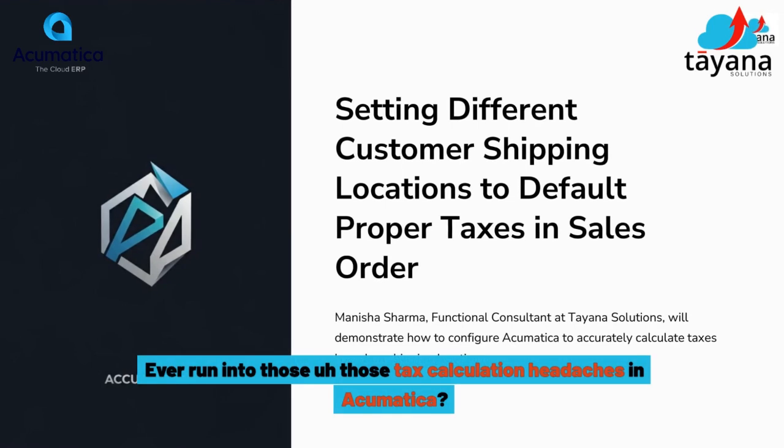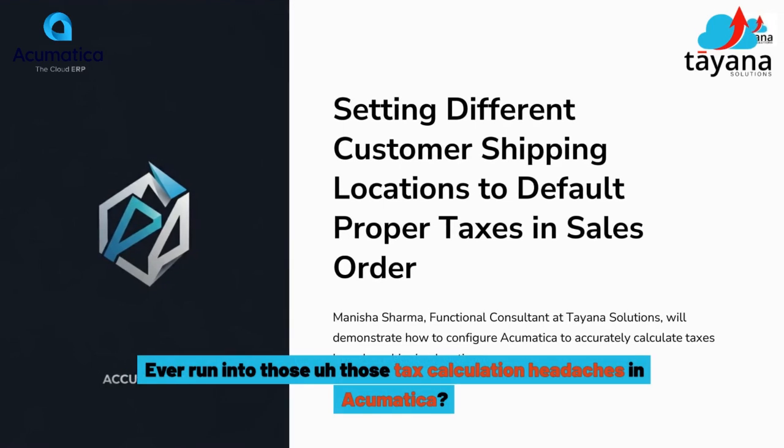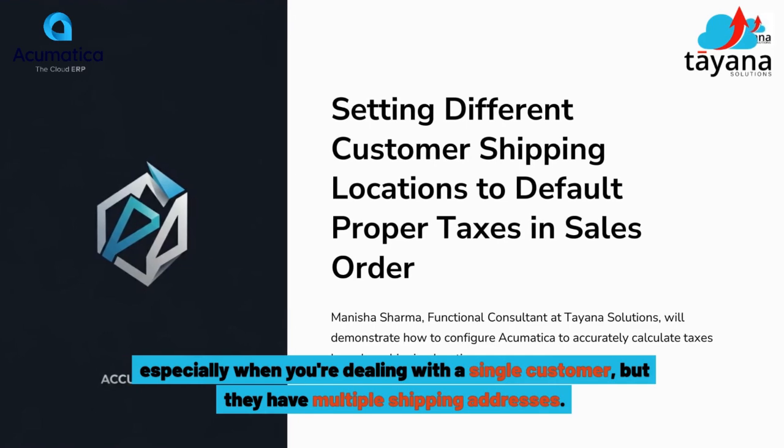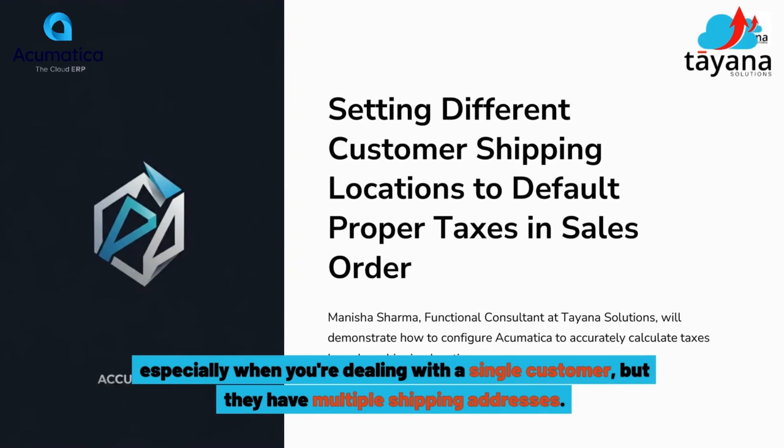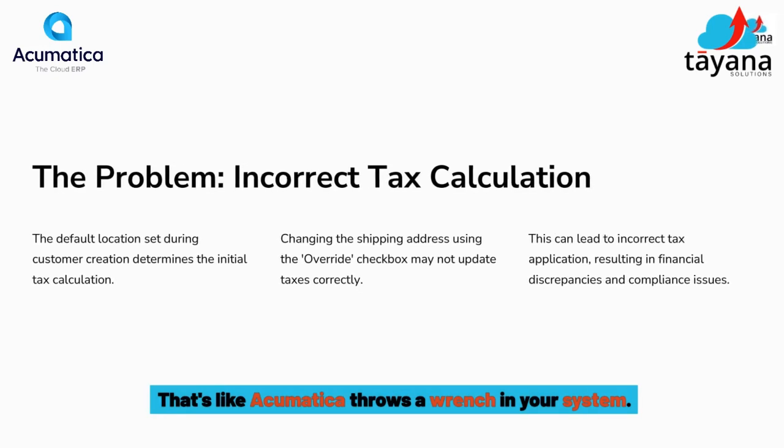Ever run into those tax calculation headaches in Acumatica? Especially when you're dealing with a single customer, but they have multiple shipping addresses. Yeah, it can get messy. It's like Acumatica throws a wrench in your system.